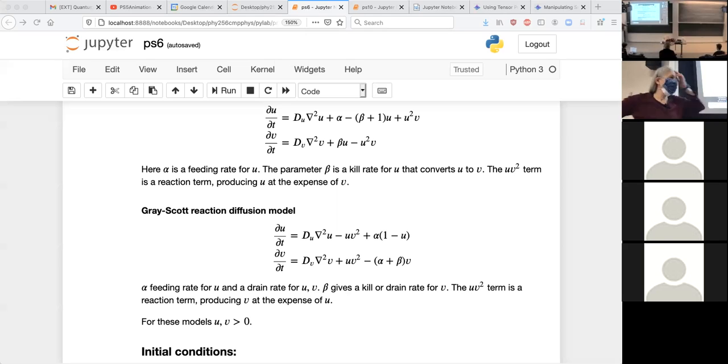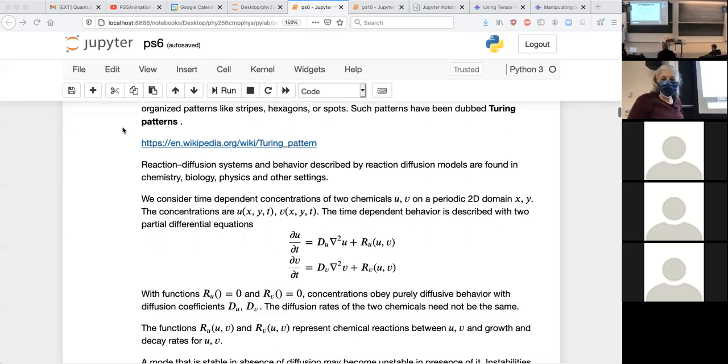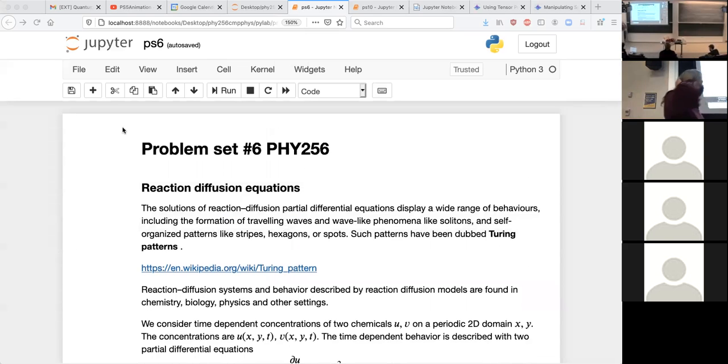Okay, well, I guess we can start. So what am I going to talk about today? There's a little bit of integrating stuff left, but I thought I'd start on the reaction diffusion equation stuff, because next problem set, that's our topic.